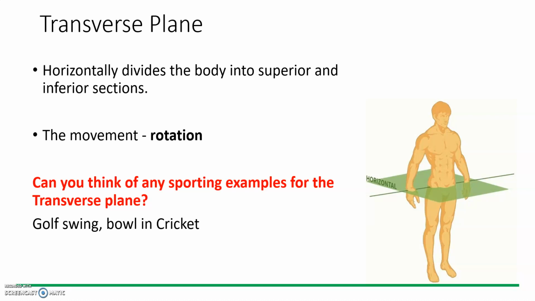Golf swing or bowling in cricket, we'd see that rotation happening as the bowler executes the final bowl from the hips rotating. That's along the transverse plane. Again with the golf swing, they start side on, but as they finish they rotate into that forward facing movement.